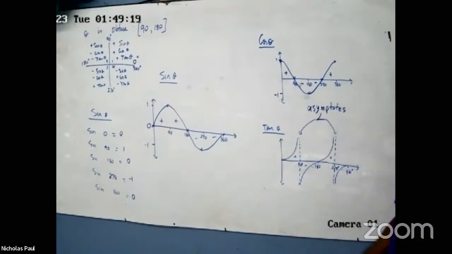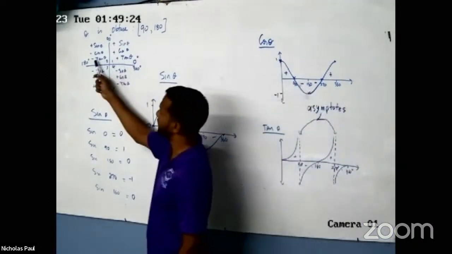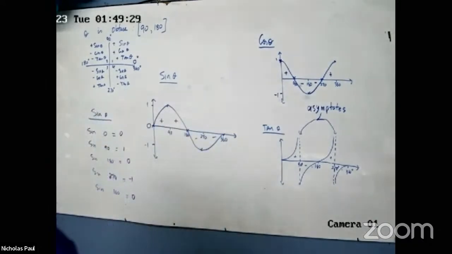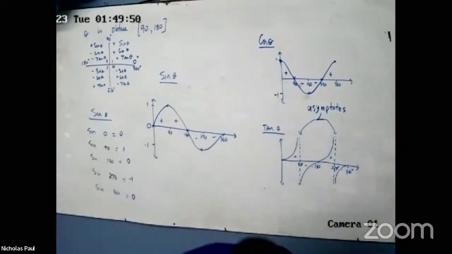Again, you will see positive, negative, positive, negative. Same thing you see in here. Positive, negative, positive, negative. Okay. So remember those things, right? You'll have to do the shape of the graphs, right? Any questions online?